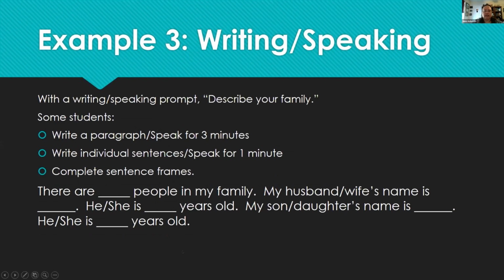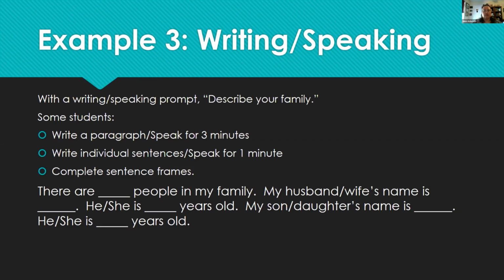And my third example is for a writing or speaking activity. So let's say we have a prompt, describe your family. Those more proficient students are obviously going to be able to produce more language. So the more proficient student might be able to write a paragraph or speak for a longer period of time. The less proficient students might just be able to write individual sentences or speak for a shorter time.